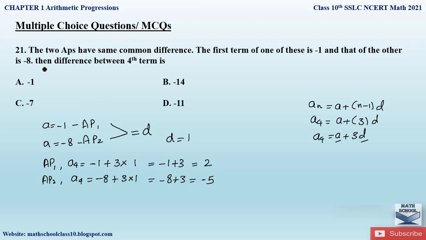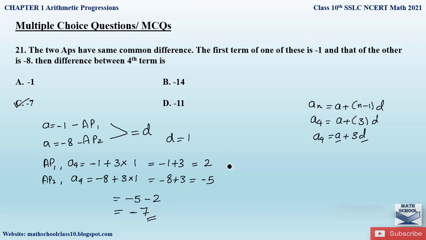Now we have to take the difference between their fourth terms. So let us take the difference now between the fourth terms. So it is minus 5 minus 2. Okay, so this will be how much? Minus 7, right? So our correct option is option C, which is minus 7.